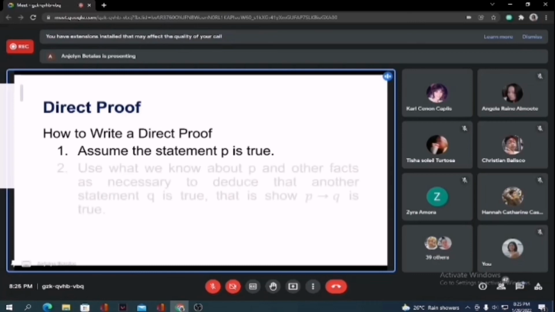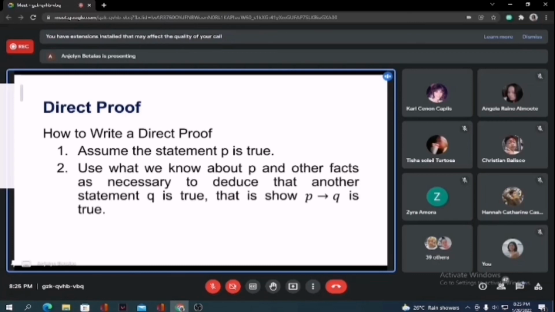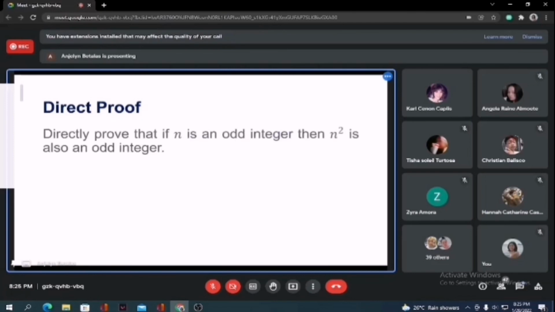Okay, assume the statement P is true. Next, use what we know about P and the other facts as necessary to deduce that another statement Q is true. That is, show P implies Q is true. Example, ani klase. Ipakita ko sa inyo. Example lang. Gusto nako ipa-show sa inyo.